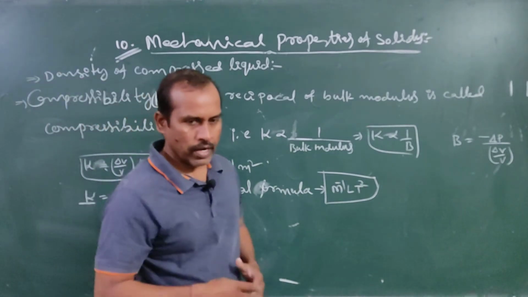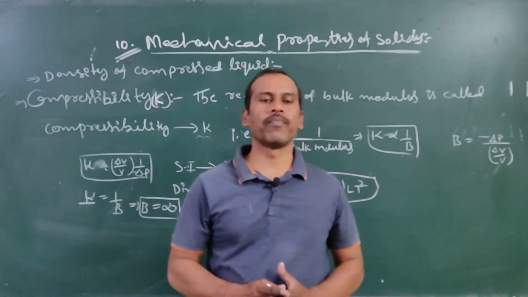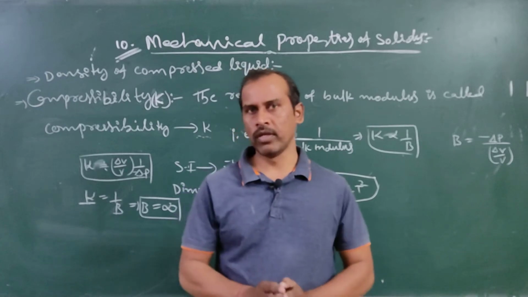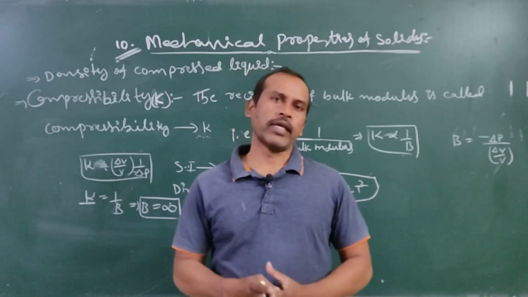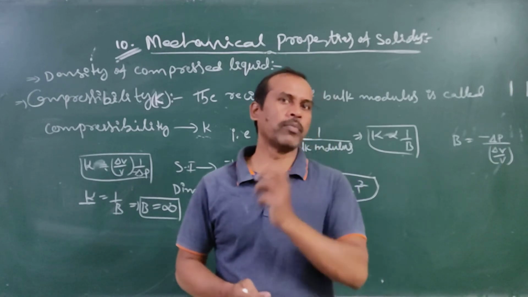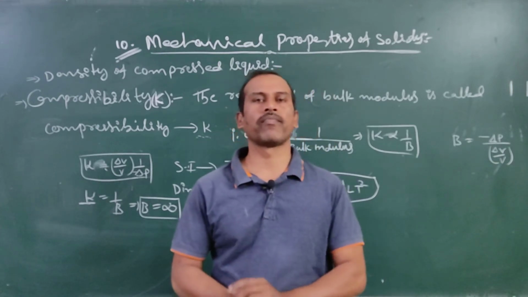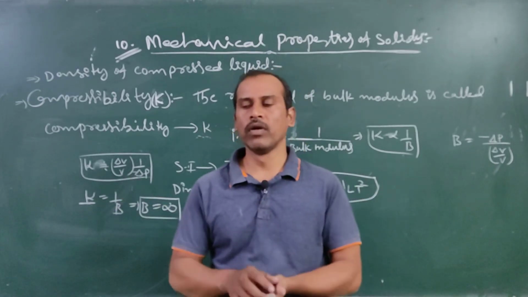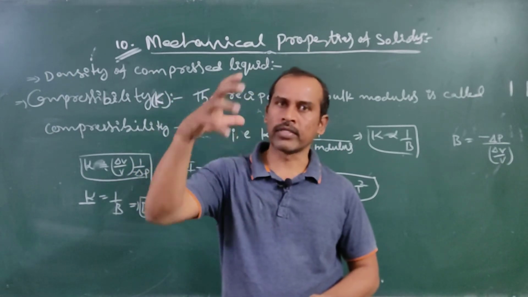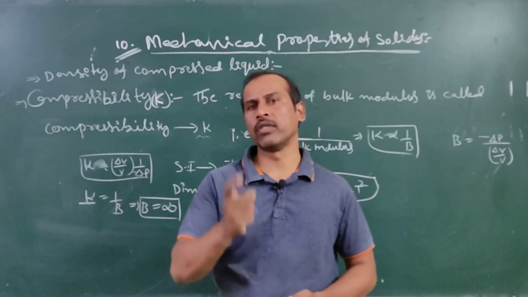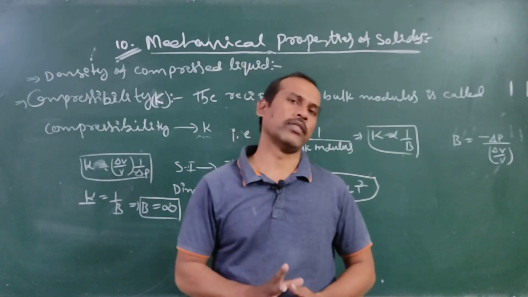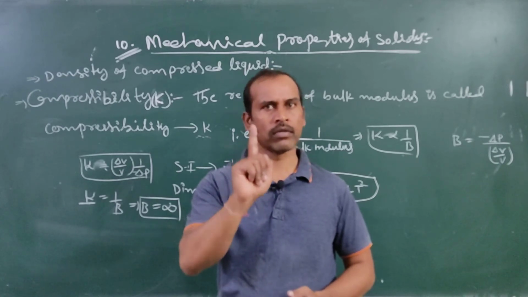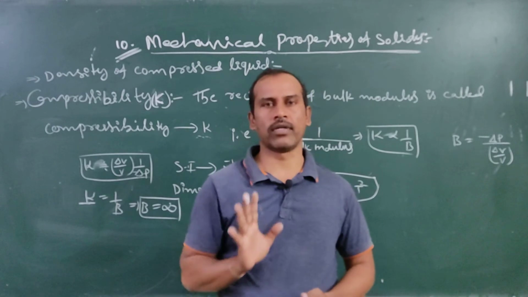Now next we will discuss the density of compressed liquid. Actually, when the pressure increases, the volume of the liquid, gas or solid decreases and the density increases. So when pressure increases, the volume decreases and at the same time the density increases. In this process the mass of the liquid, solid or gas is constant.